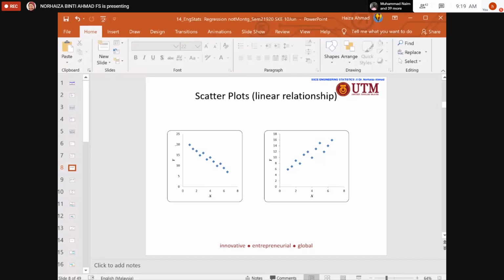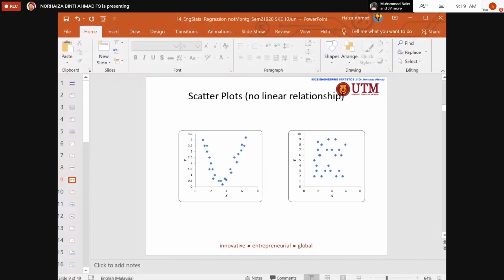What about this one? Does it look like it has any linear relationship? What about this plot? Does it look like it has a linear relationship? No, right? You can see that it looks like what shape? A quadratic, right? It looks like a quadratic. That means it has an inverse relationship up to a point, and then reaching a point, it will go up again. So it doesn't seem to have any linear relationship.